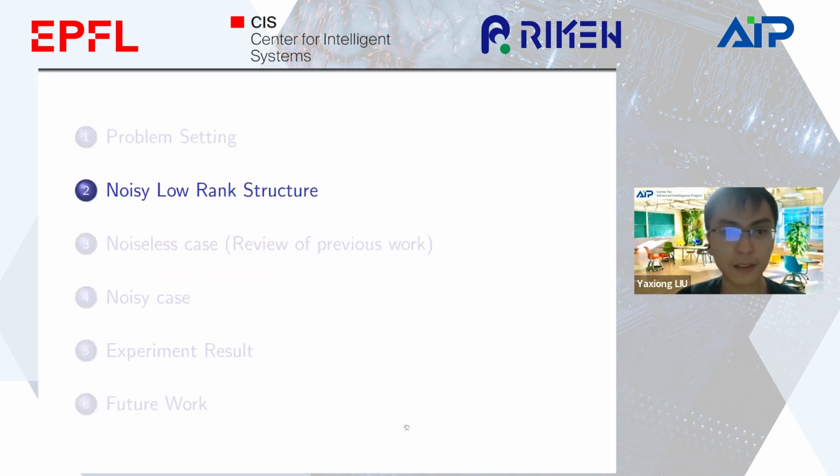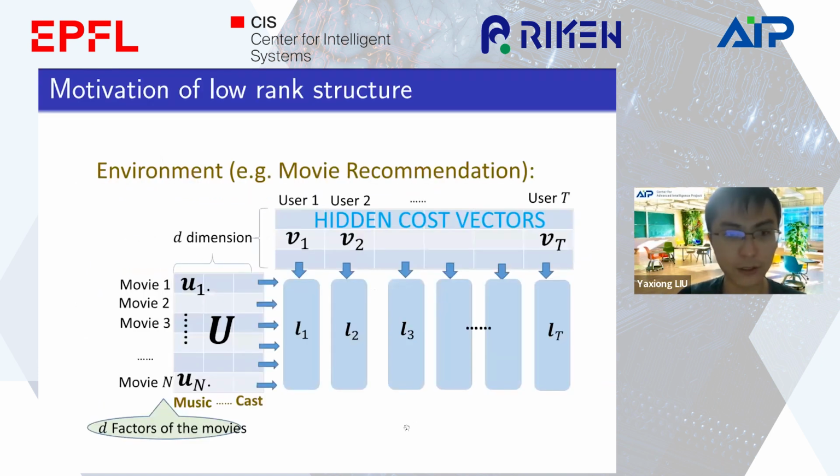Now let's come to the noisy low rank structure. Firstly, we introduce what a low rank structure is. We introduce this with an example. Let's consider movie recommendation systems. There are n different movies, and we evaluate these movies with d different factors like music, casters, stories, directors, and so on.